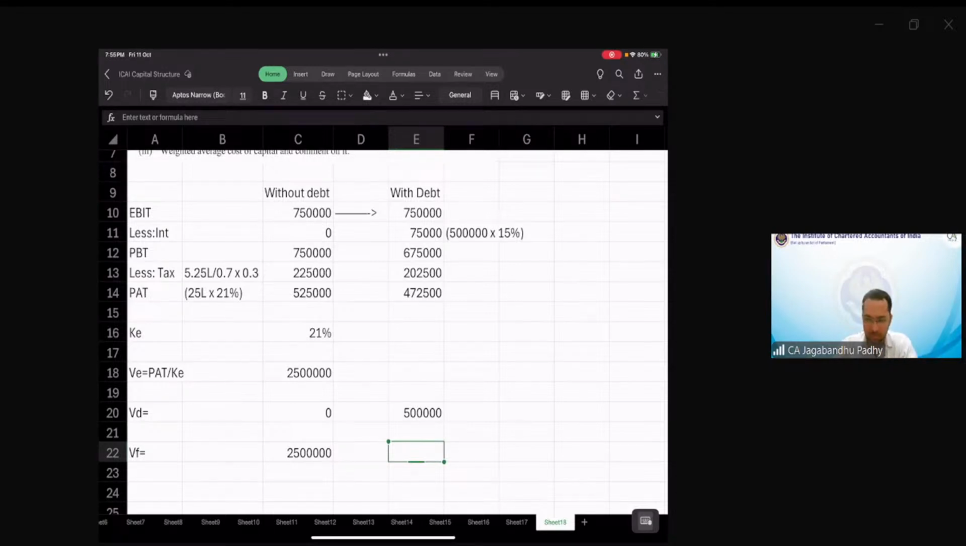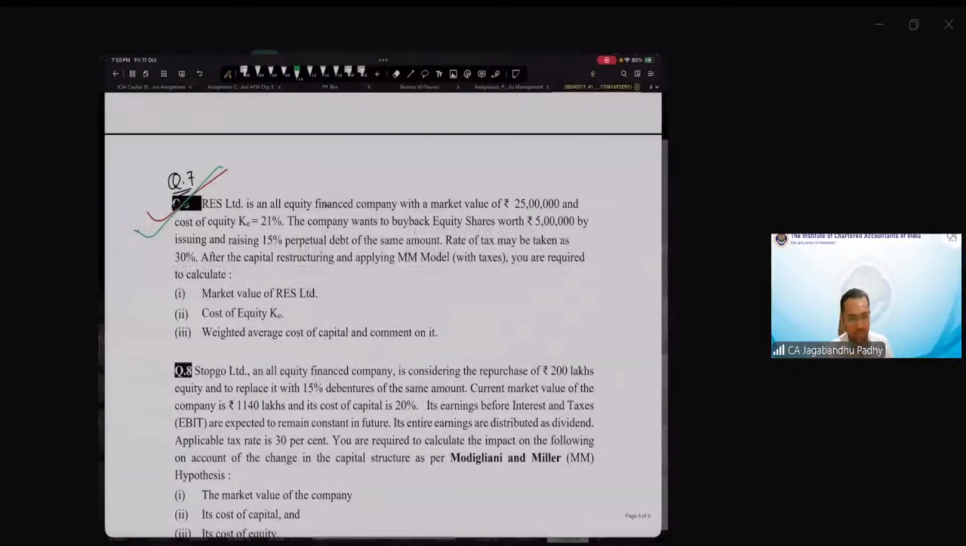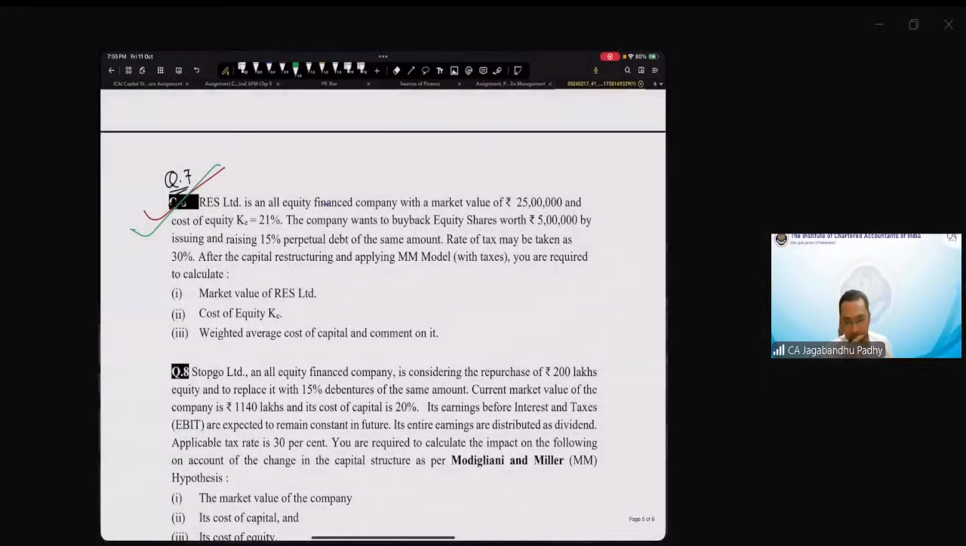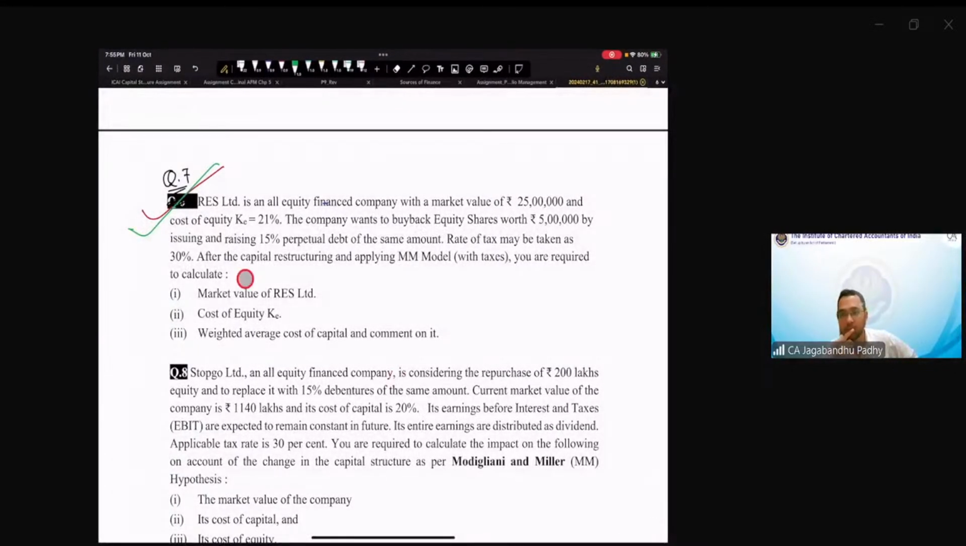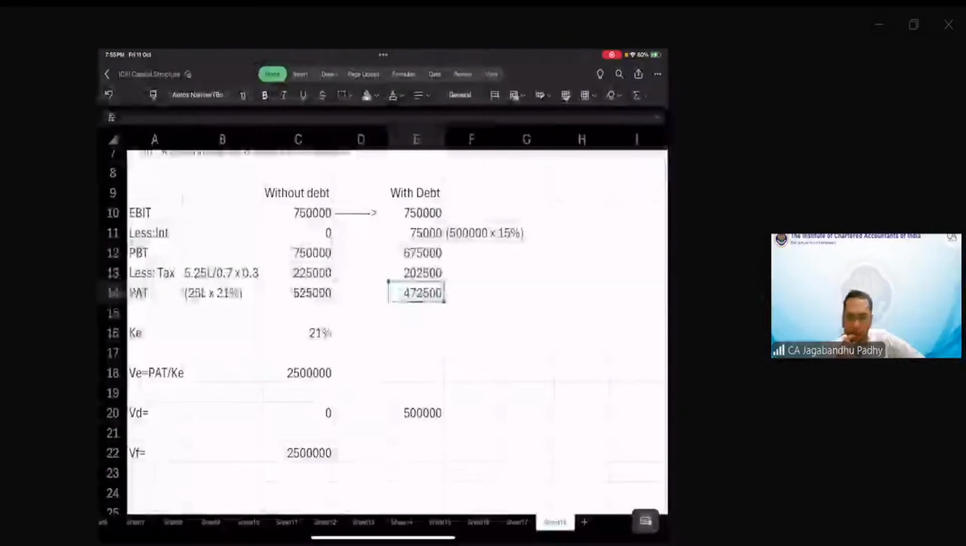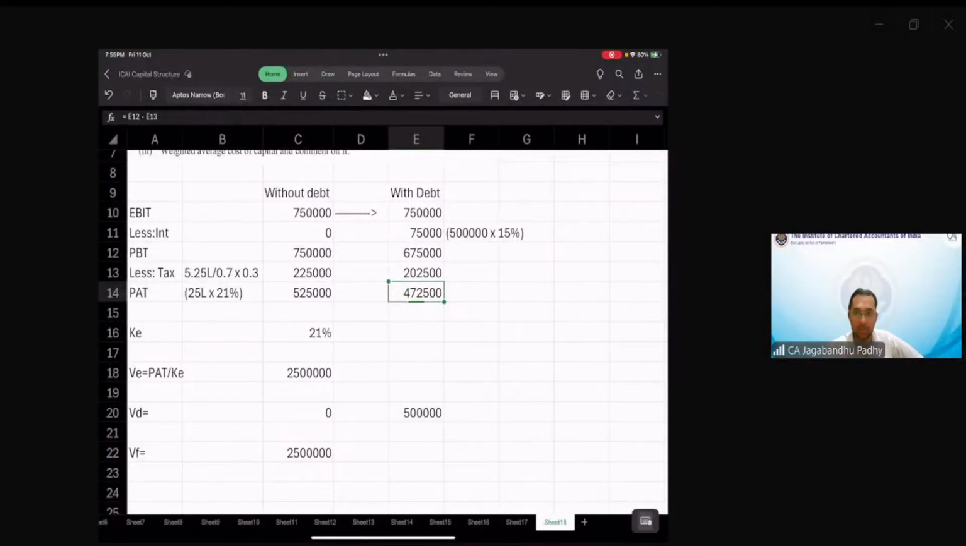Why 0.3? 30% is the tax rate, right? Tax rate is 30%. I'm not getting what 0.3 you are saying. Anyways.